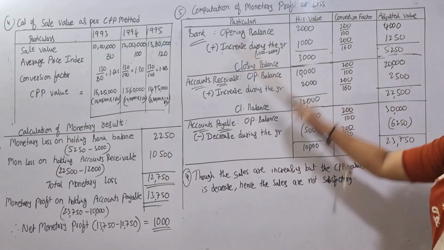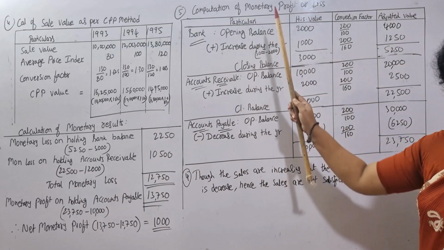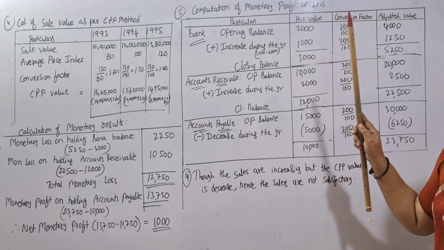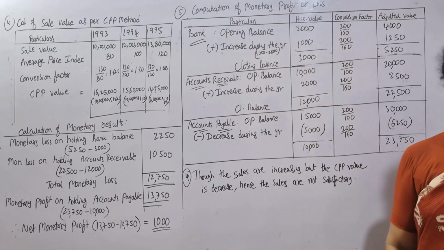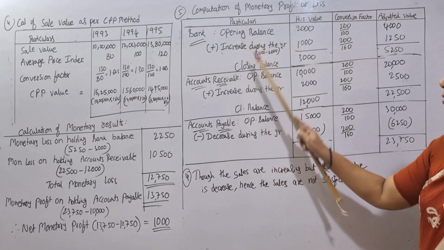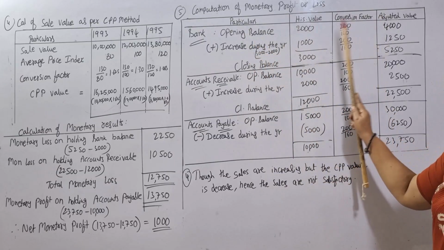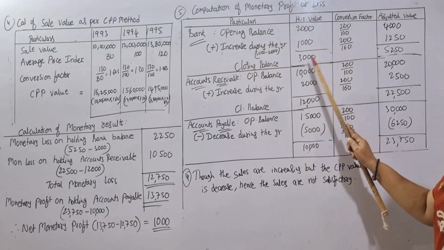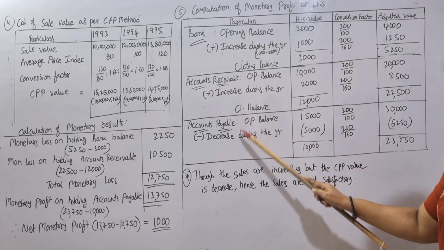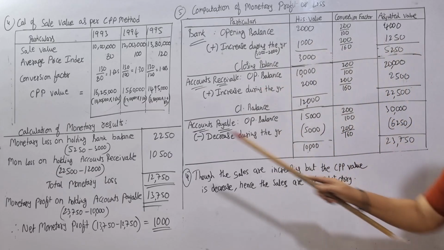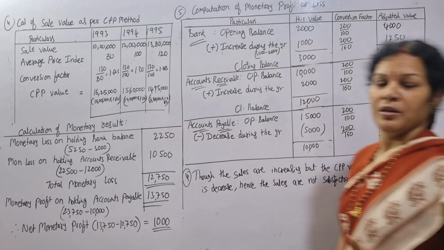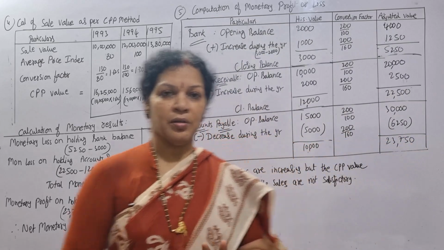First of all, you have to understand the table, the computation of profit or monetary profit or loss. Each and every item, how to write. Each one you have to write separately: opening balance, net increase or decrease, and total up. In the same way, accounts receivable, accounts payable, like this table you have to understand. Once you understand, you can prepare this monetary net loss or profit.